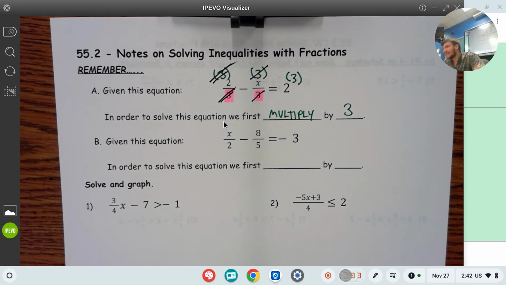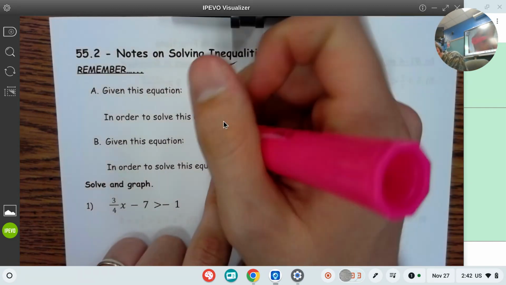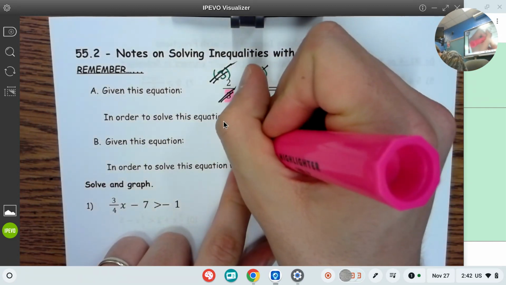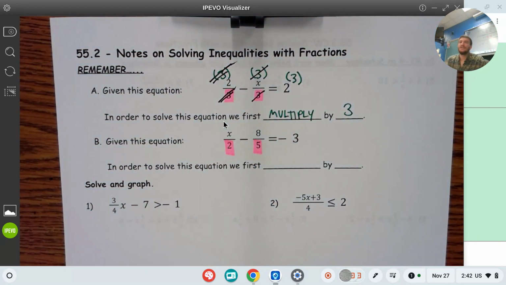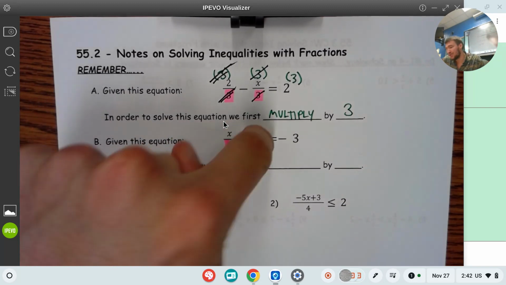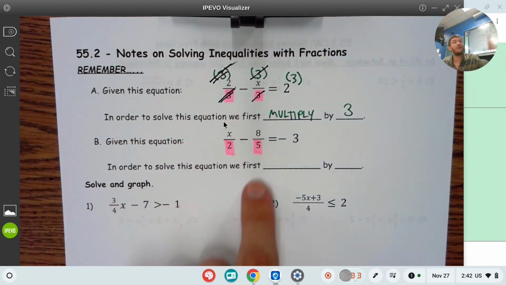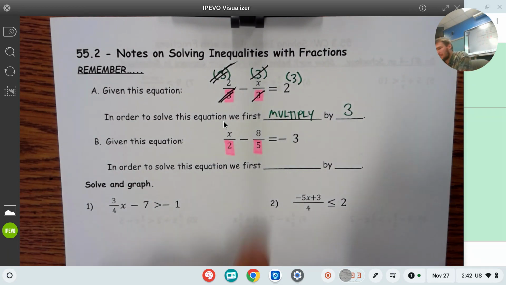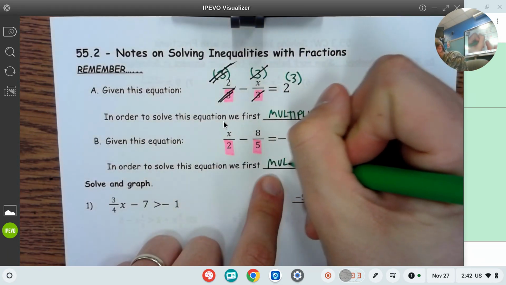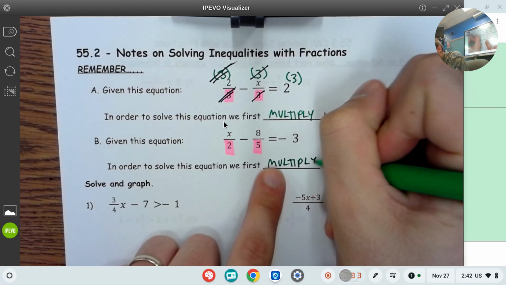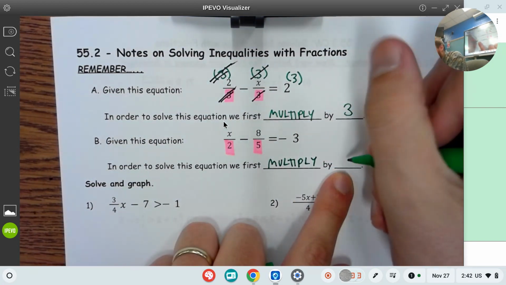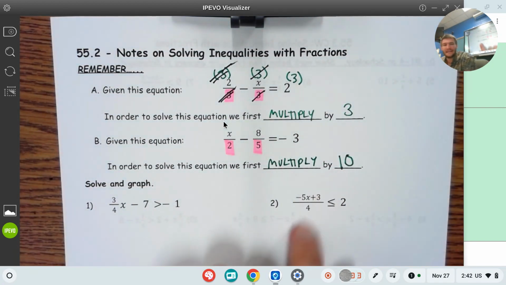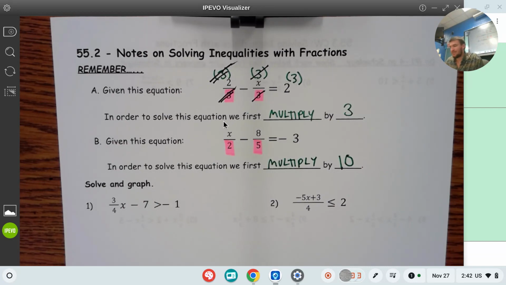Now, B was like the hard version, but it really wasn't all that hard. For B, there's a 2 and there's a 5. If I choose 2, it's not going to get rid of the 5. Or if I choose 5, it's not going to get rid of the 2. So what do I choose for B? We're going to multiply by, anybody remember? 10. And why is it 10? It's 2 times 5, which is 10.